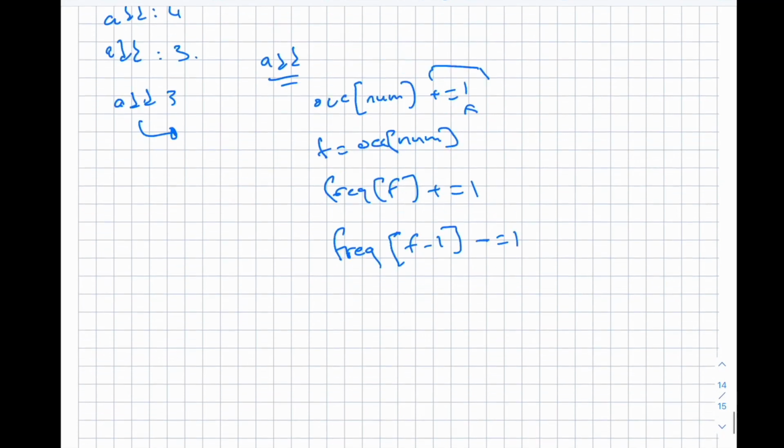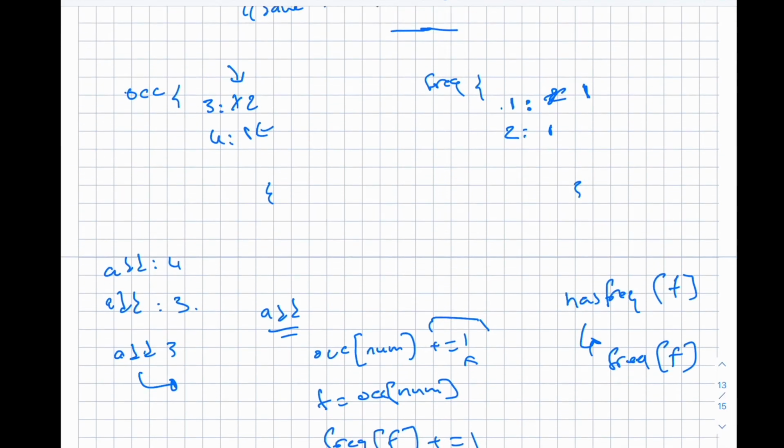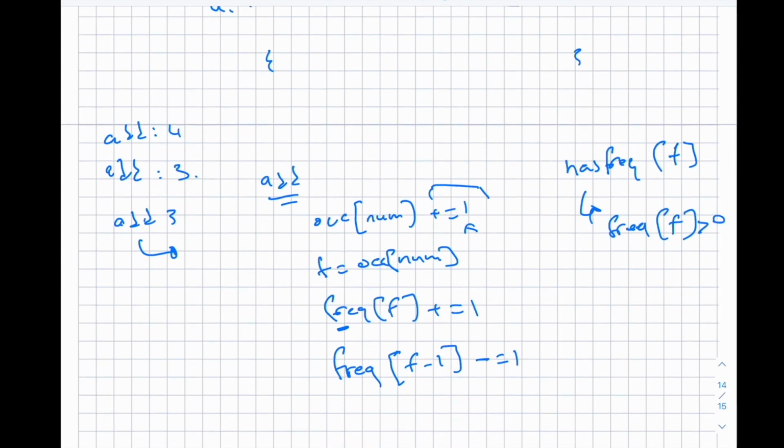Now, what about has frequency now? Well, has frequency is now easy because we can just say, so let's say with f, then we can just check this map, right? So we can just check if the frequency f, if it is bigger than 0, that means there is a number that occurred that many times, okay? So we just want to say if this is bigger than 0, then we can return true, okay?